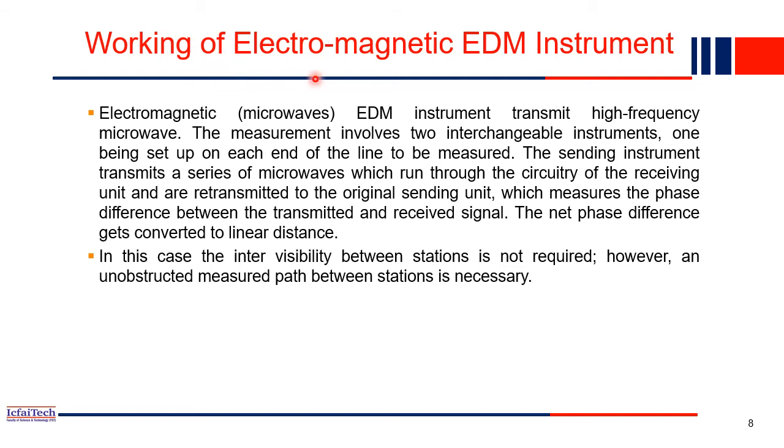So now the working of electromagnetic EDM instruments. In the last slide, we saw the working of the electro-optical instrument, right? As I mentioned, there are two types of signal you can send. The first one is the optical signal, right?